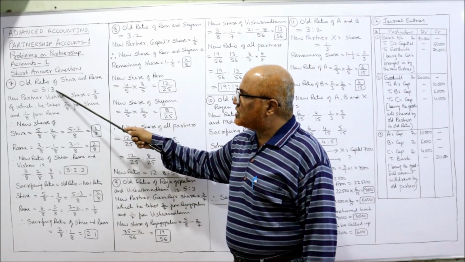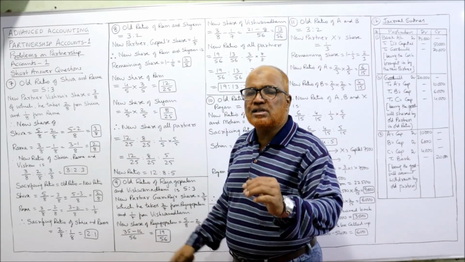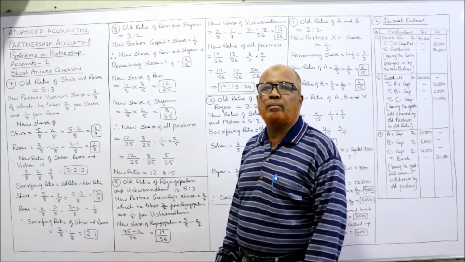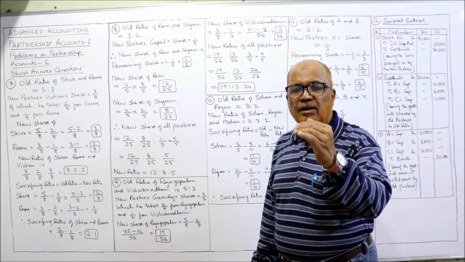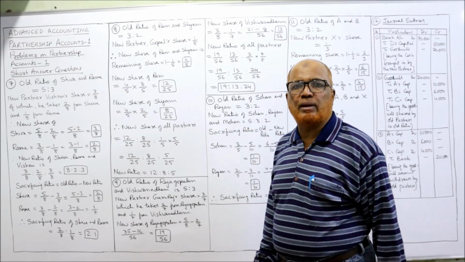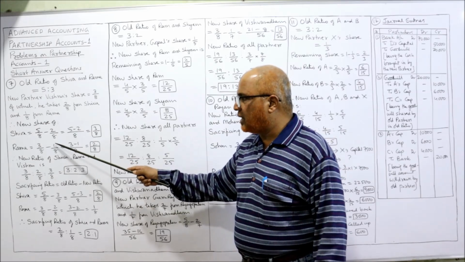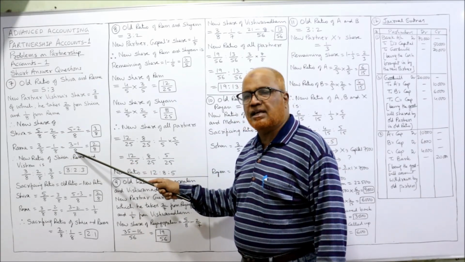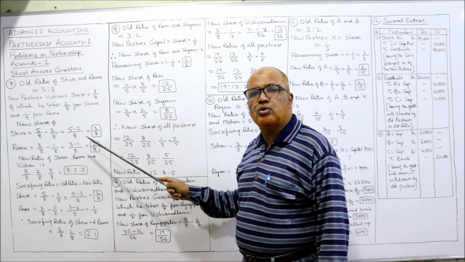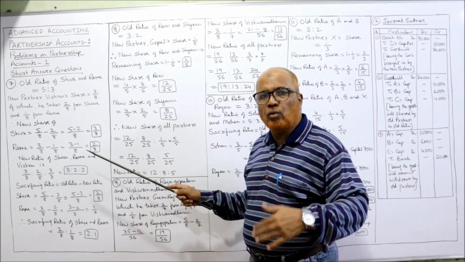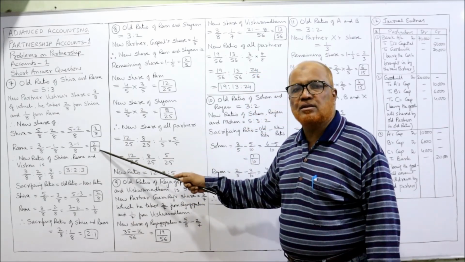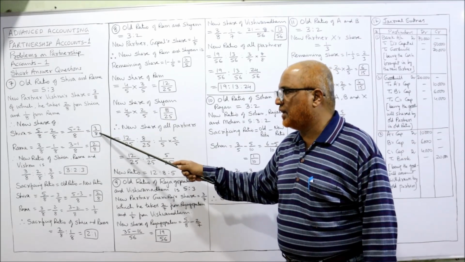Rama's old share was 3/8. How much is he surrendering to the new partner? 1/8. So from 3/8, we subtract 1/8. So 3/8 minus 1/8, LCM is 8. 3 minus 1, 2/8. The new ratio of Rama is 2/8, the new ratio of Shiva is 3/8.